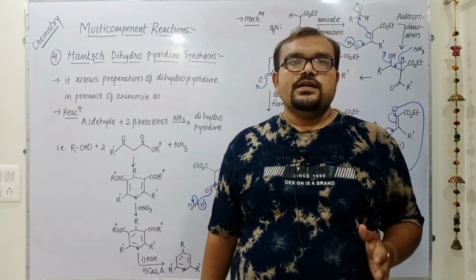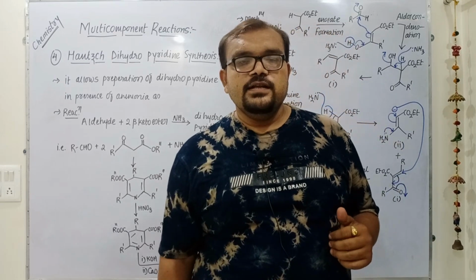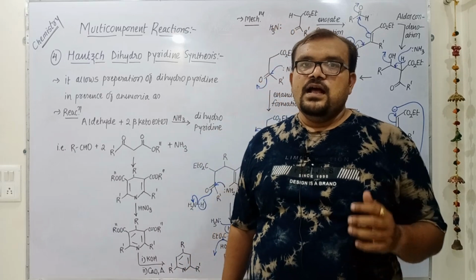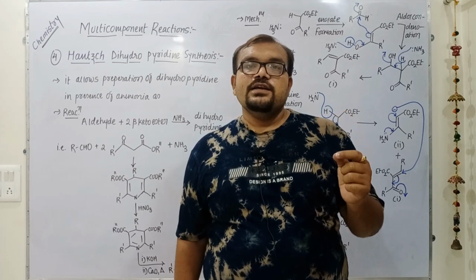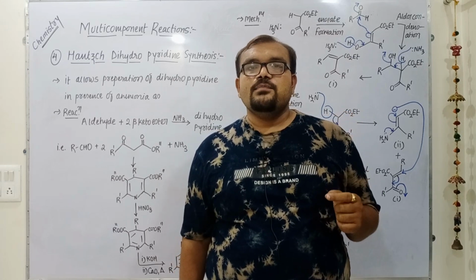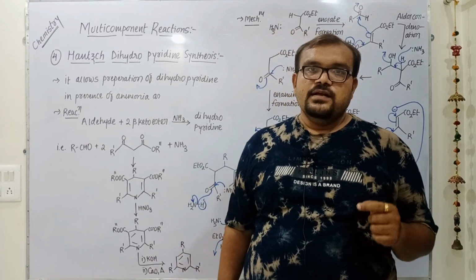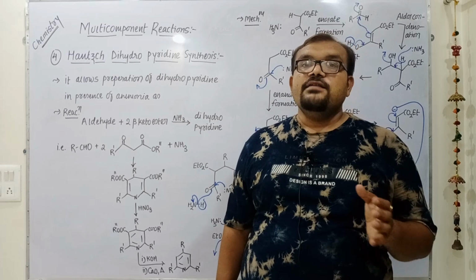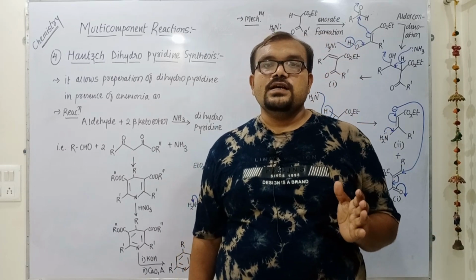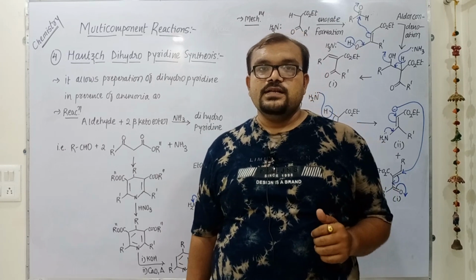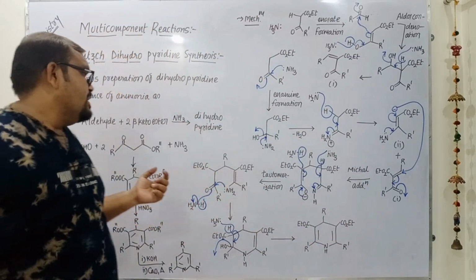Next important multi-component reaction is the Hantzsch dihydropyridine or pyridine synthesis. How is it carried out? When one molecule of aldehyde or carbonyl compound reacts with 2 moles of beta ketoester in the presence of ammonia, then we get dihydropyridine as a product. Such a reaction is known as Hantzsch dihydropyridine synthesis. Let's see with the help of the reaction and mechanism.